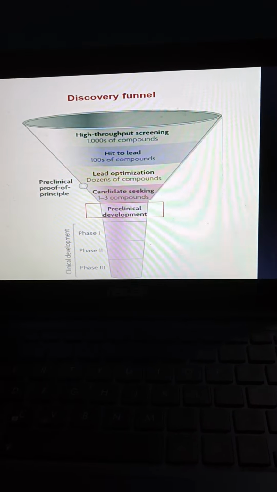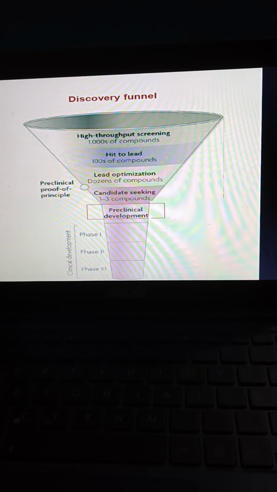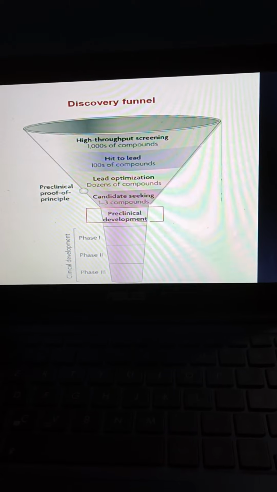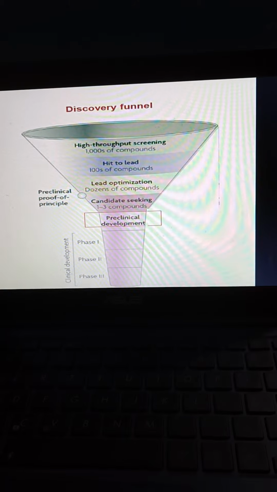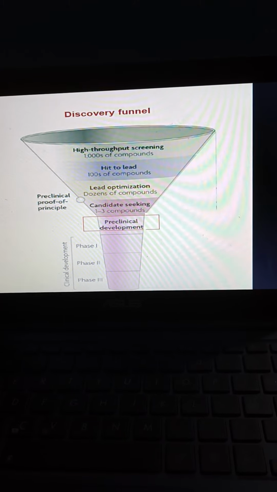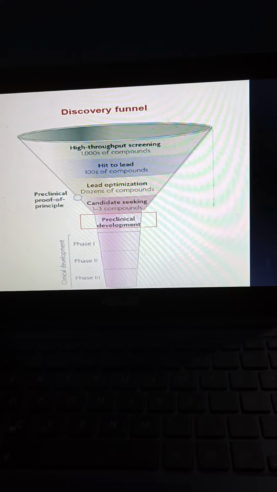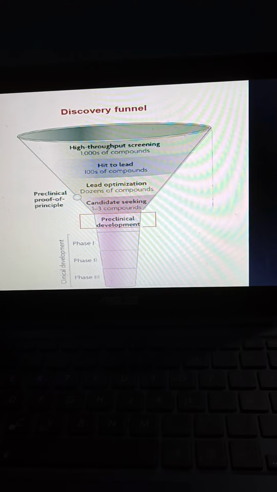Then this is the discovery funnel. First, high throughput screening to find thousands of compounds that are hits, and hit to lead, that is hundreds of compounds. Then lead optimization, dozens of compounds. Then candidate seeking, 1 to 3 compounds, that will go to preclinical development.